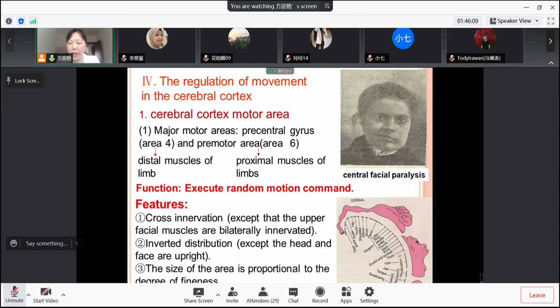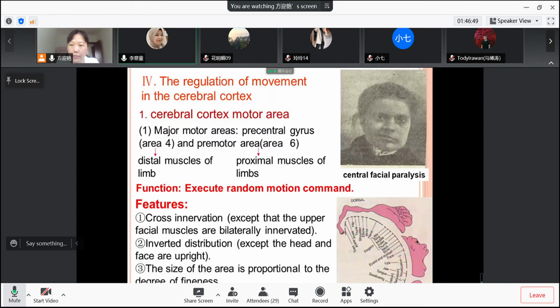And we found that the head is at the end of the motor area. But the head is not inverted. The eyes, the nose, and the mouth are also not inverted. This is the total body. I hope you know the head, the cortex. Understand here?